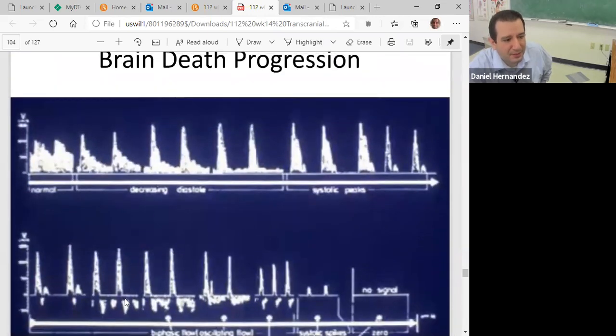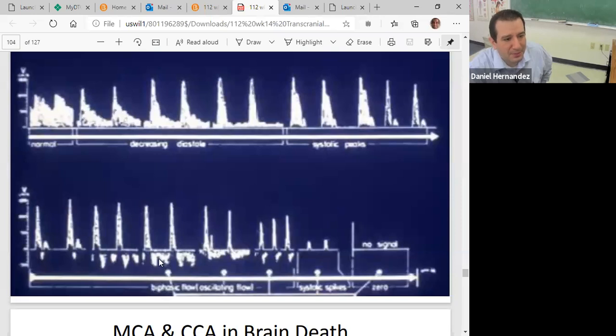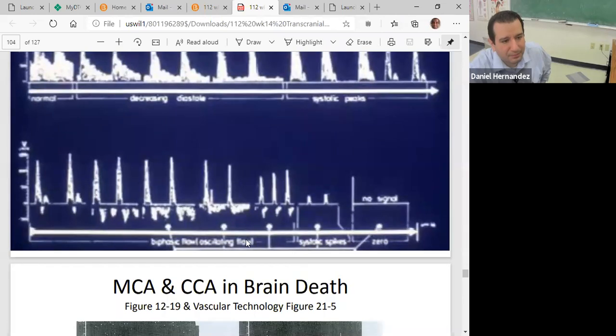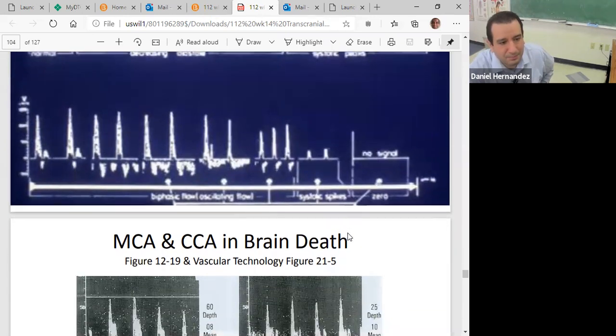As it progresses, we then wind up with that reflux phenomenon. So we go from a biphasic to a triphasic to a triphasic with a reflux component. And then eventually no signal at all. We get diminishing of that systolic component. So then this is just that thumping that we'd recognize with our carotid scans, to no signal.